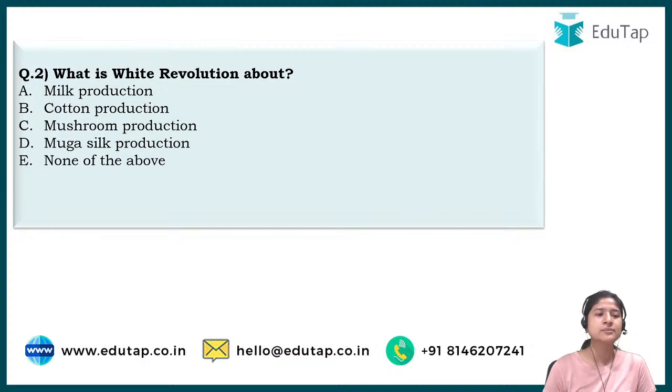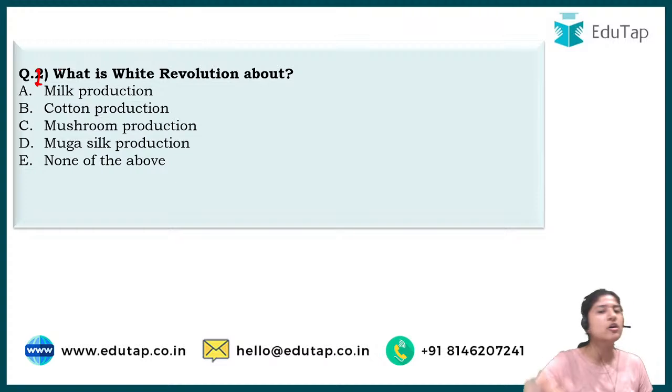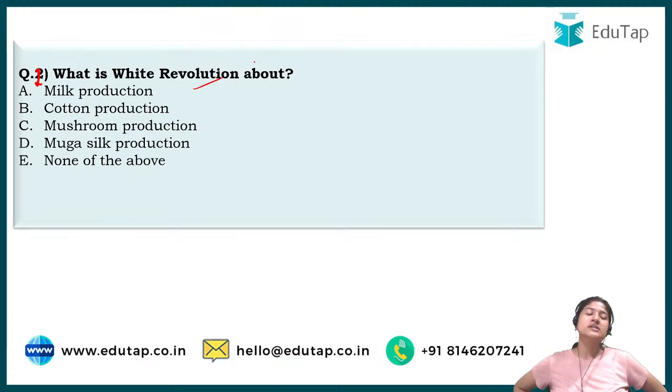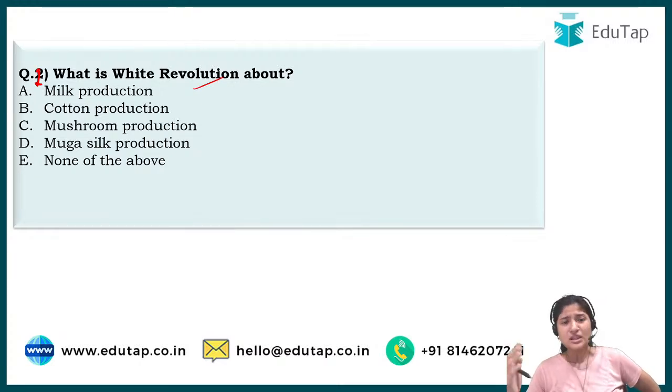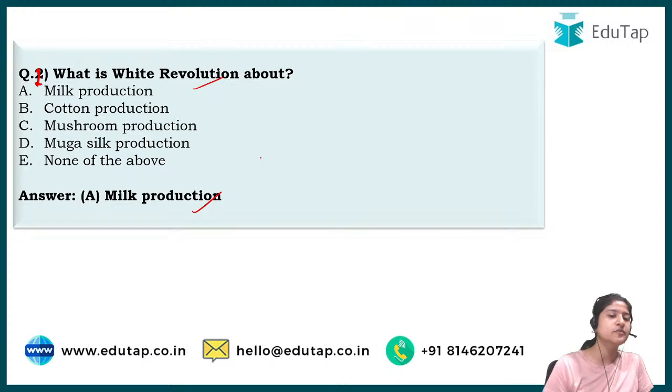okay, so there are some marking issues, okay. So we would ignore the marking issues, because here what's important is the question and the answer. Then, what is the white revolution about? So in phase 1, the first question was on oilseed. Now has come about the white revolution. Here the correct answer is milk production. Of course, white revolution is related to milk only. All right, Gaurav was the first one to answer.